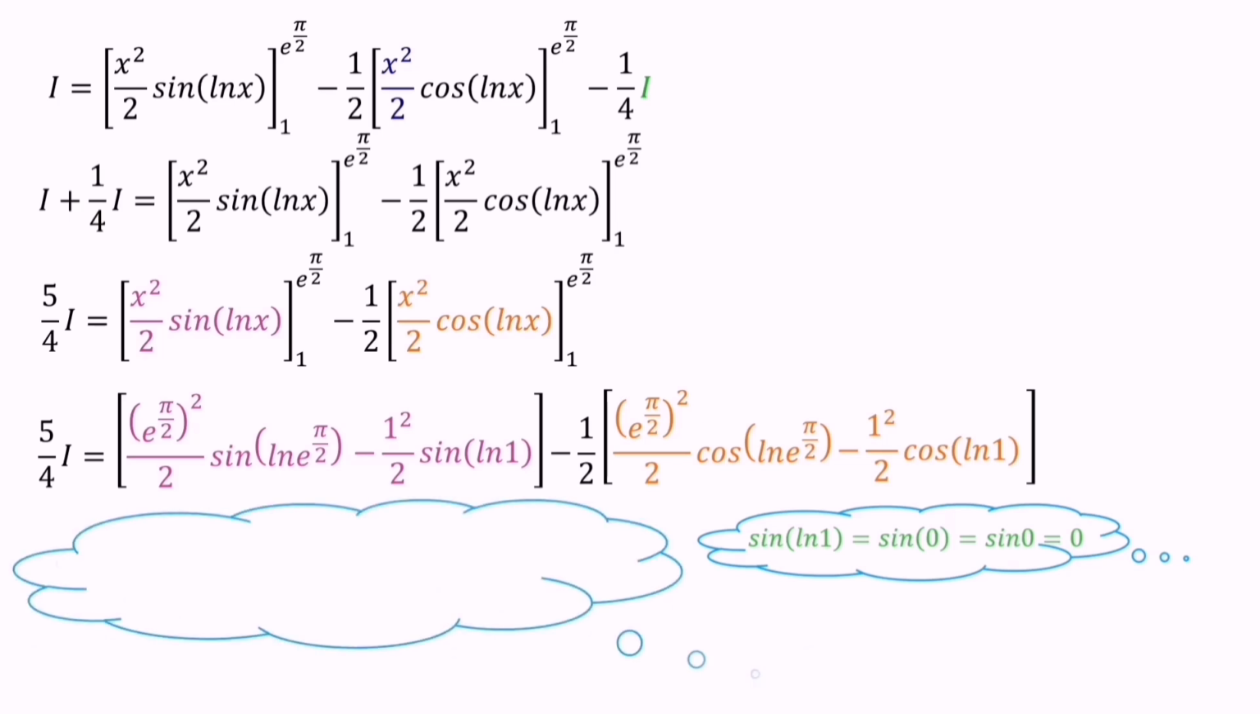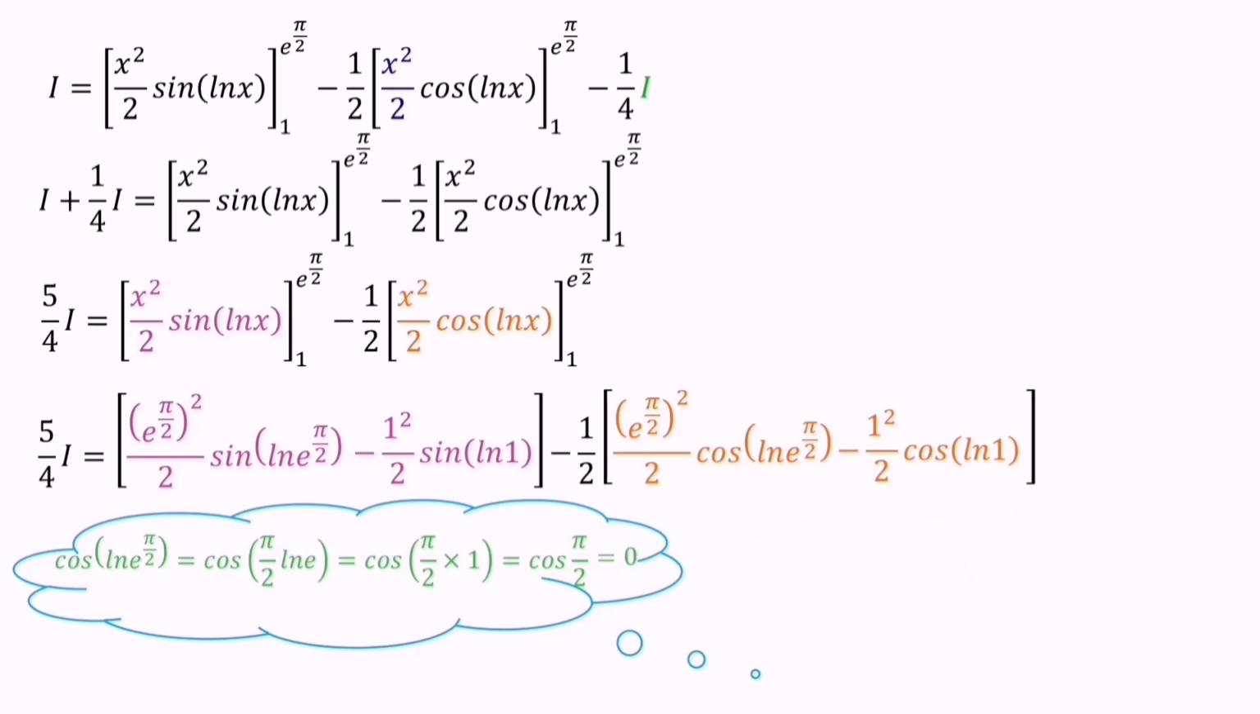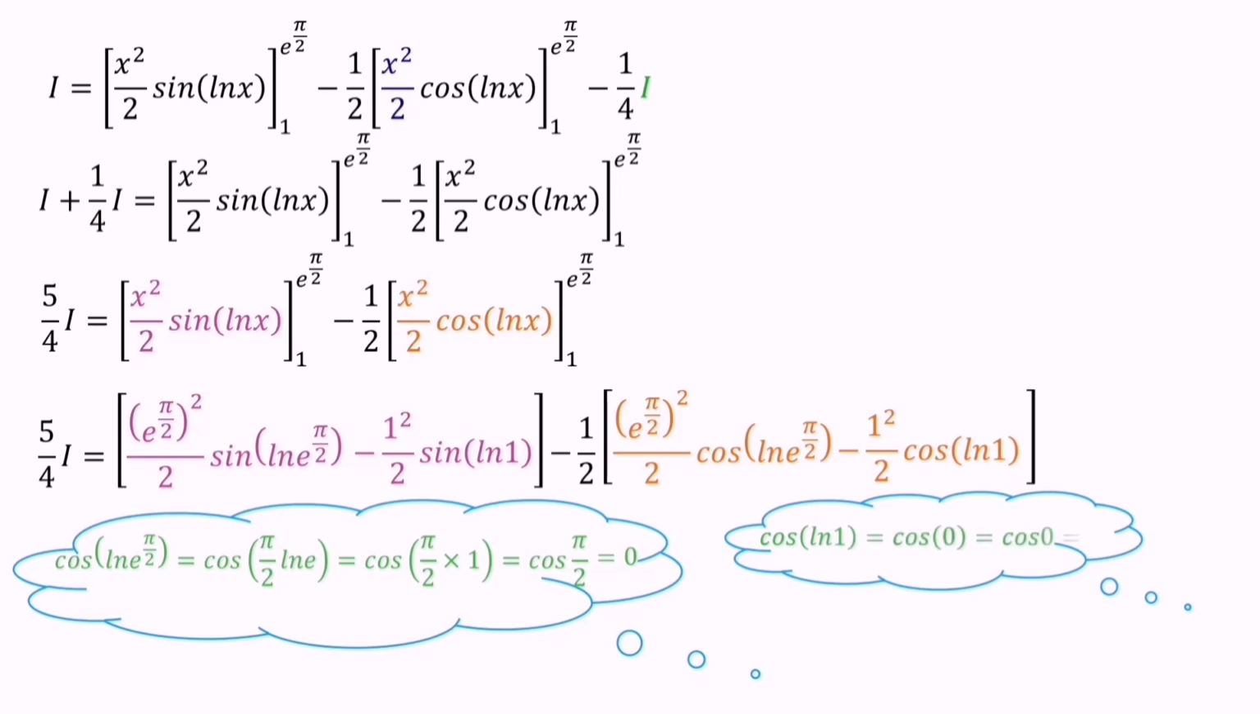Cos(ln e to the power of pi over 2) means cos of pi over 2 times ln e. We know ln e equals 1, so we have cos pi over 2, which means cos 90. It is 0. Cos(ln 1) equals cos 0 because ln 1 means 0, and cos 0 equals 1.